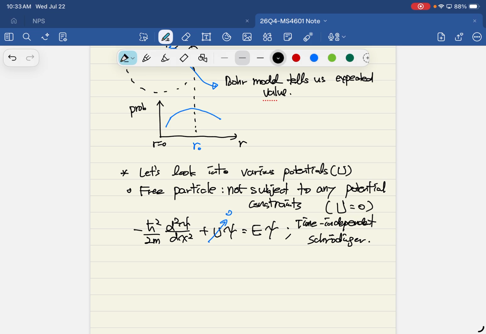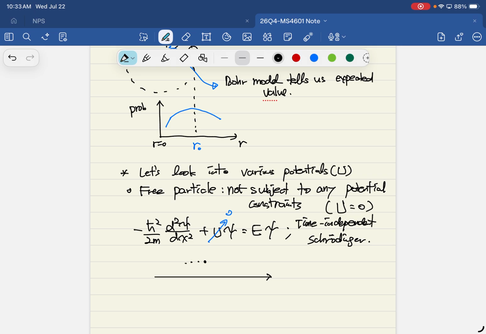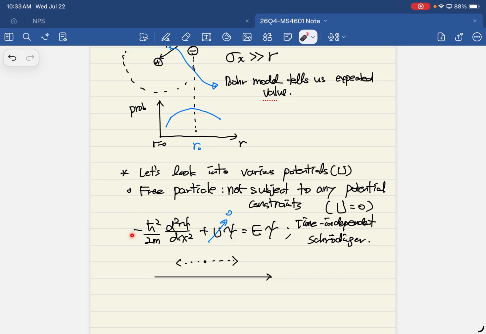Physically, what this means is that in the quantum world, any particles, any matter, have wave characteristics. So this particle also has a wave characteristic, and there is no constraint. The potential barrier U is 0 everywhere. So this particle or wave can freely move around in the x domain. This is essentially the case for the free particle. Now we are going to solve this Schrödinger equation.